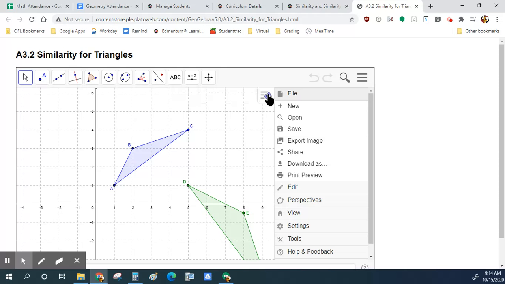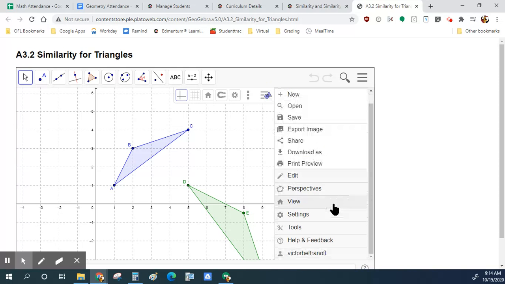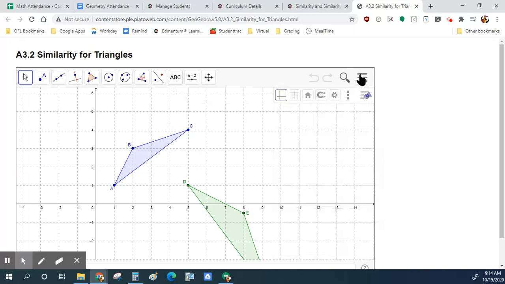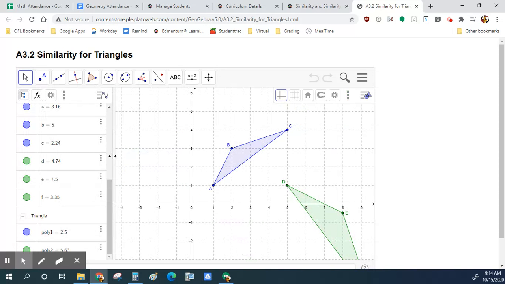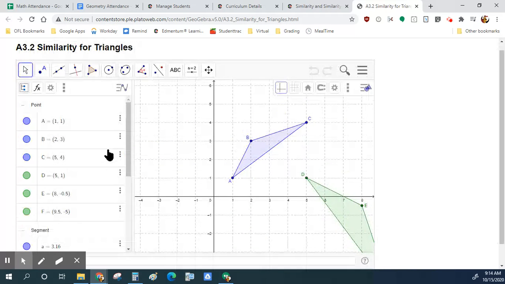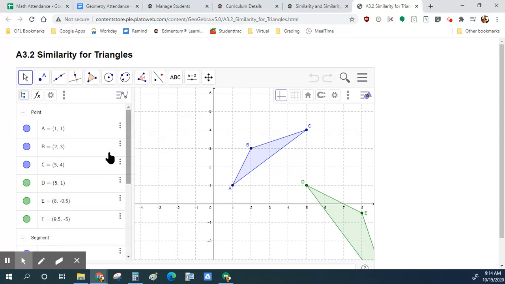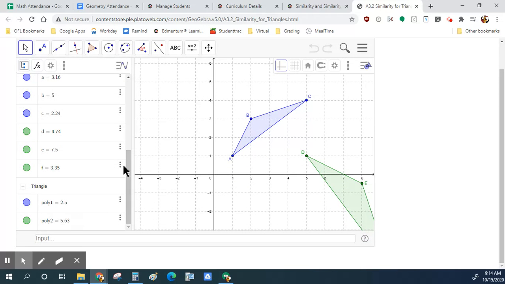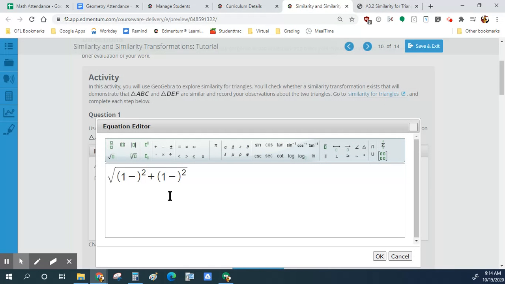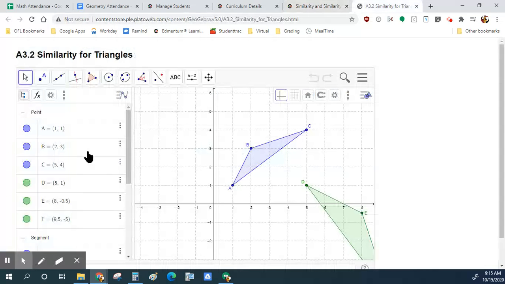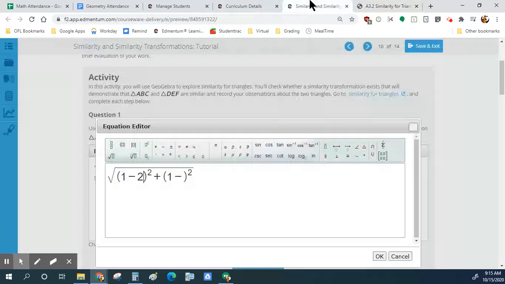And then you would find the algebra thing. So you want to find the algebra. That gives you all of the equations, all the points. All of this is really useful because it gives you a lot of information. All right, so we said that the x value was 2 and the y value of the B was 3.